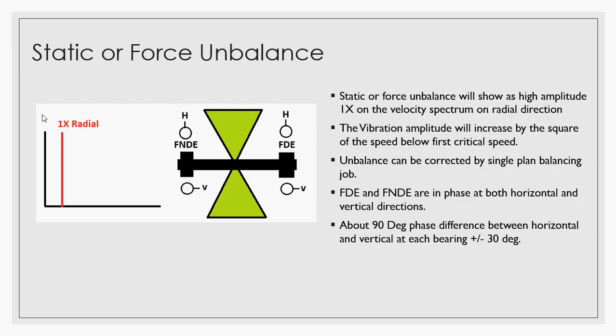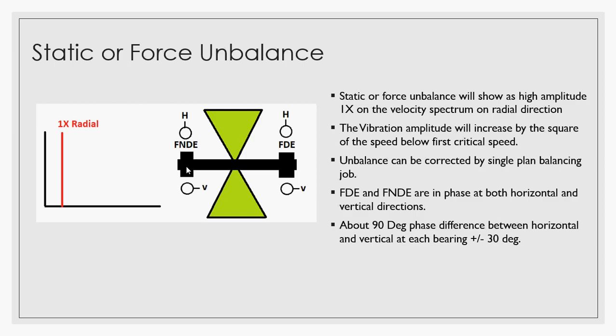You can see the fan drive end and the fan non-drive end are in phase in both horizontal and vertical directions, which means if you put a tachometer on the shaft and use two sensors, one on the drive end and one on the non-drive end, both in the horizontal direction, and you measure the amplitude and phase, you will see that the phase angle on the drive end is very close to the phase angle on the non-drive end.